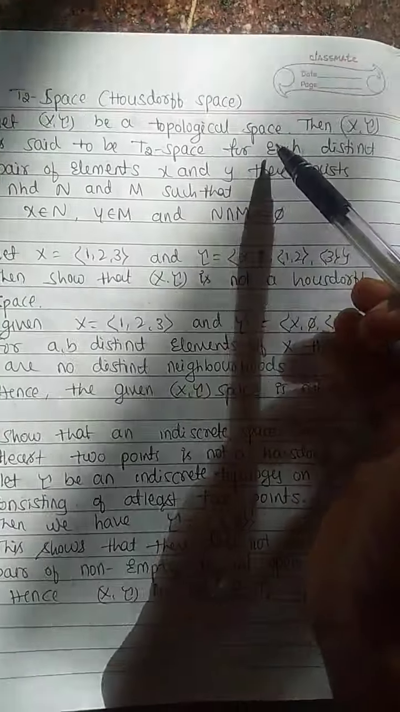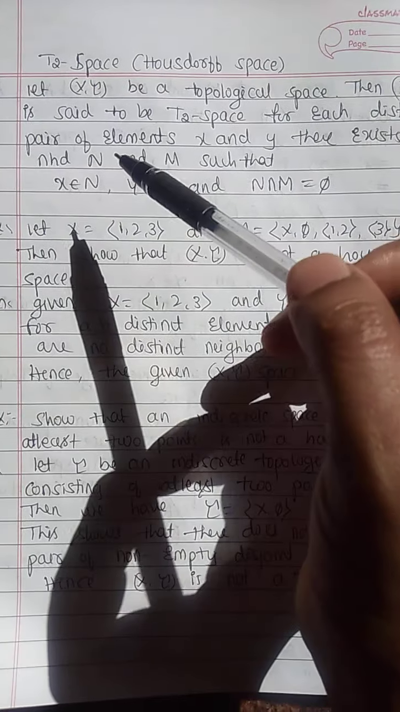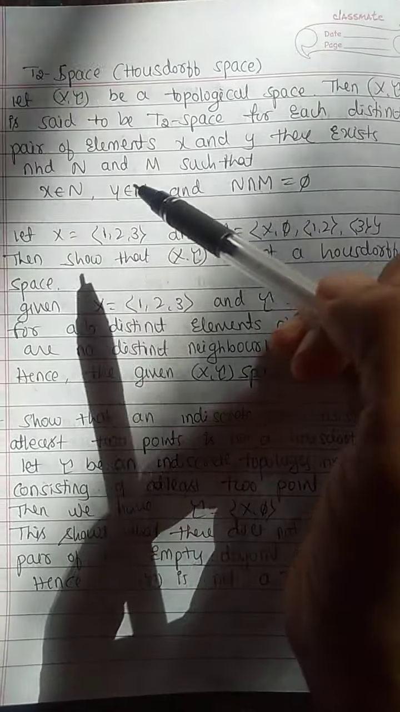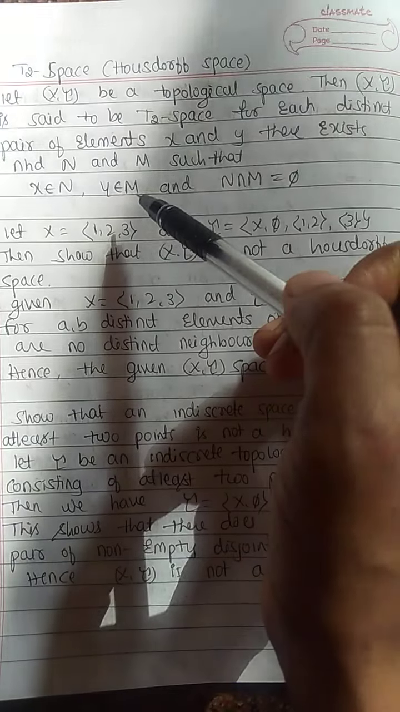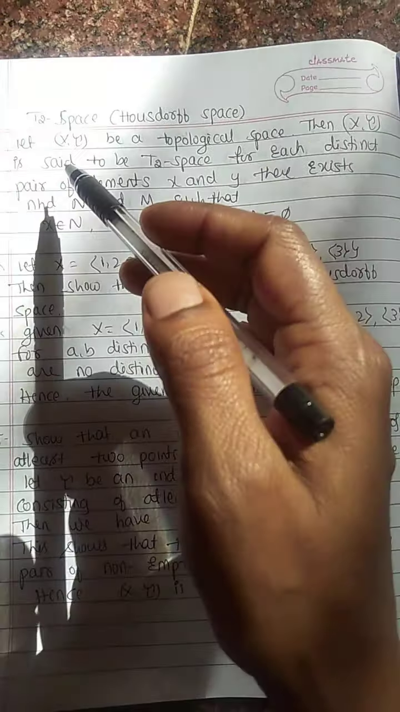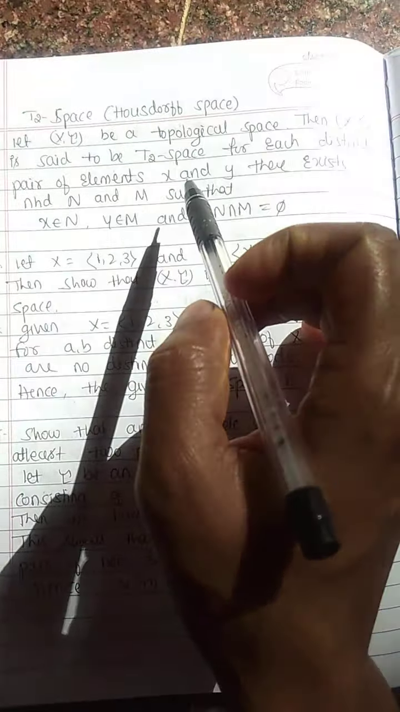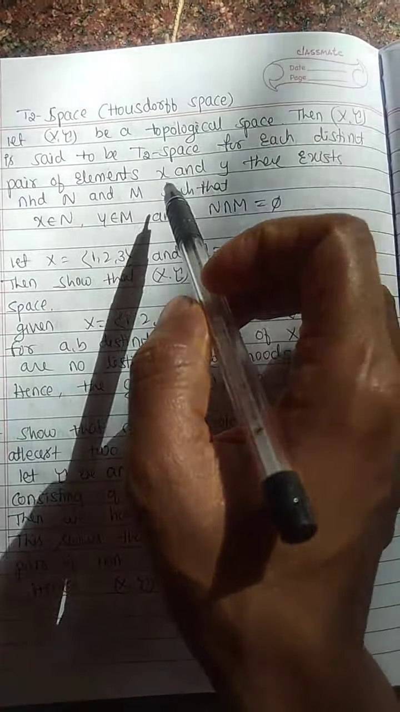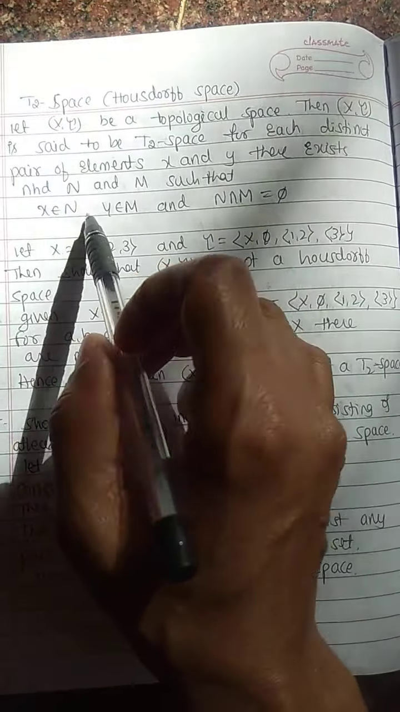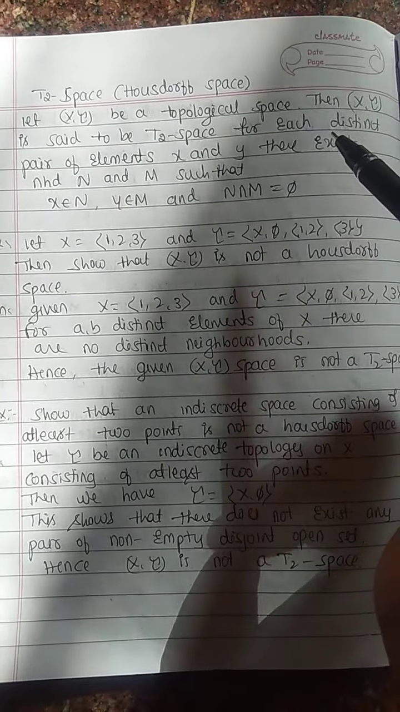Definition: let (X, tau) be a topological space. Then (X, tau) is said to be a T2 space if for each distinct pair of elements x and y, there exist neighborhoods N and M such that x is a member of N, y is a member of M, and their intersection N intersection M is empty.